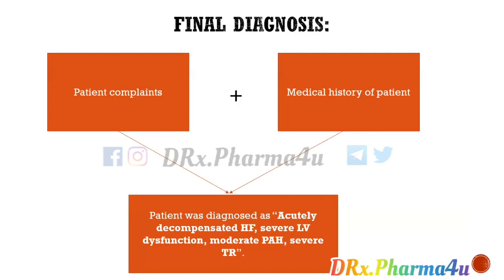So if we come to the final diagnosis, based on the patient complaints, the medical history of the patient, and definitely the evaluation that was done, the patient was diagnosed with acutely decompensated heart failure, severe LV dysfunction, moderate pulmonary artery hypertension, and severe tricuspid regurgitation.